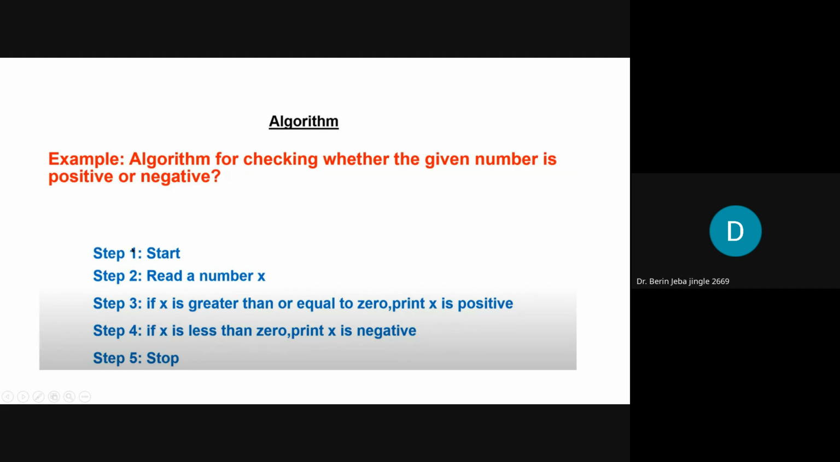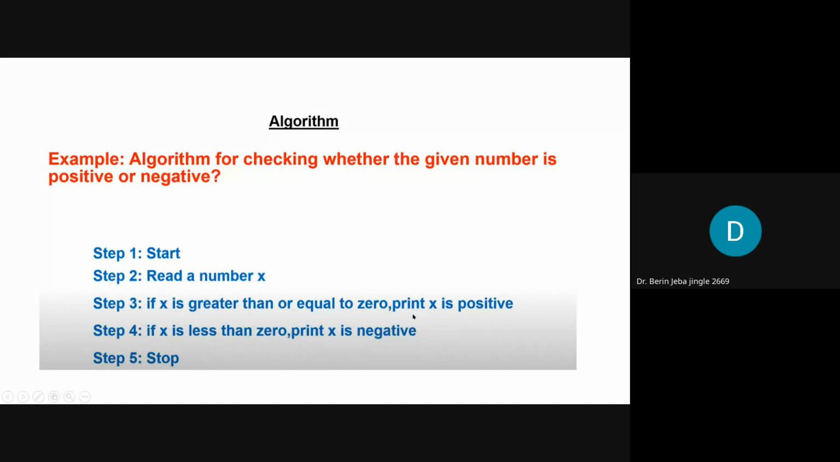See, we are starting, reading the input number. For example, -3. We are giving as an input number x is equal to -3. So we are checking if -3 is greater than or equal to 0. It is -3, no. So it is not greater than or equal to 0. So it will come here. If x is less than 0, then it will print x is a negative number.